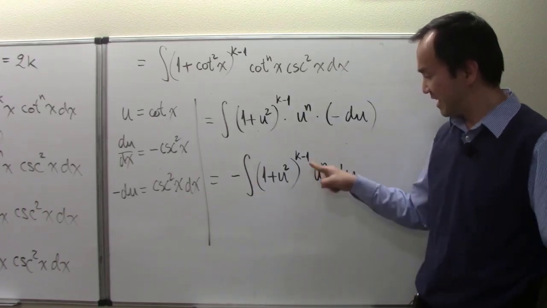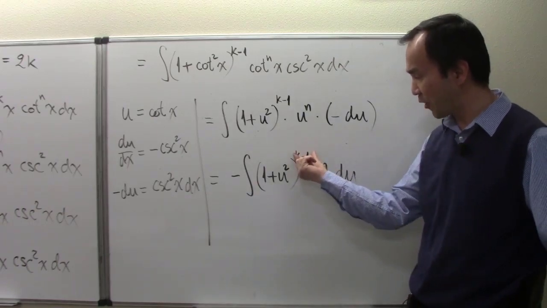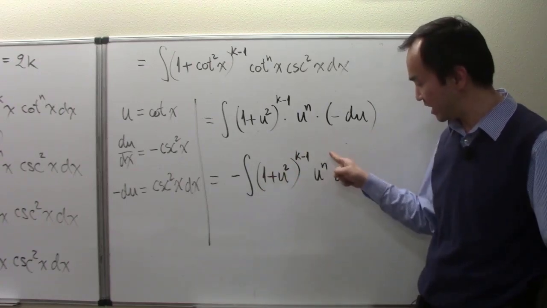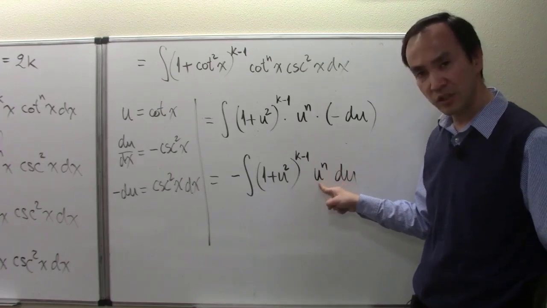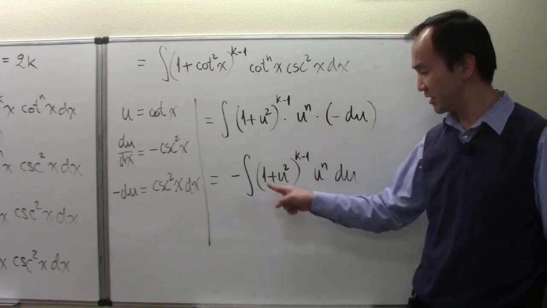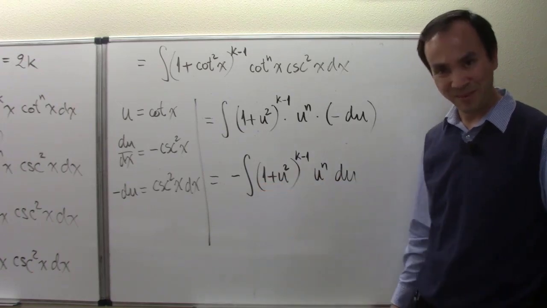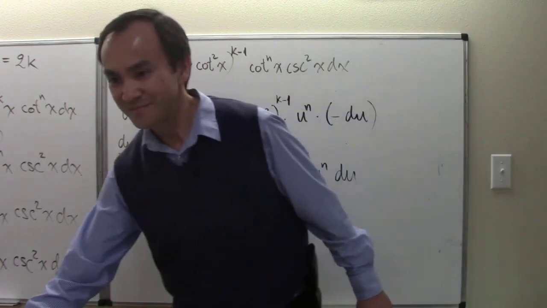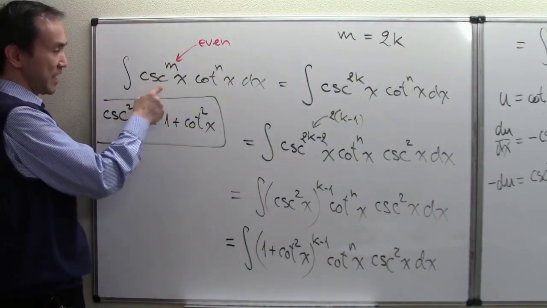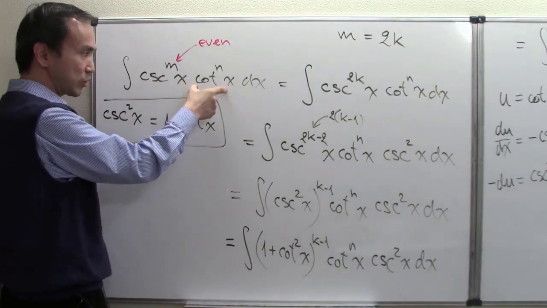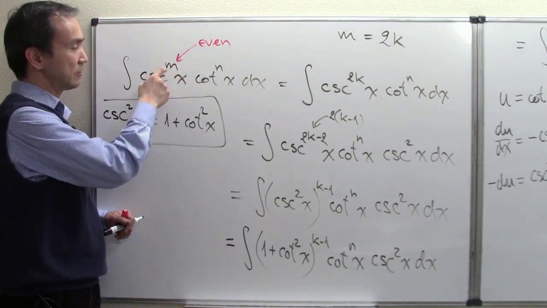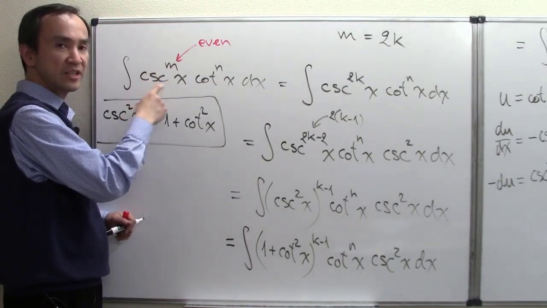The next step here, you can go ahead and FOIL out this (1 plus u squared) to the power of k minus 1 right there, and distribute in that u to the n. Then you're going to have a polynomial completely in terms of u, where you can do the integration term by term. All right, so that's how we handled a trig integral where it involves a power of the cosecant in product with a power of a cotangent, but specifically when your power m on the cosecant is even.